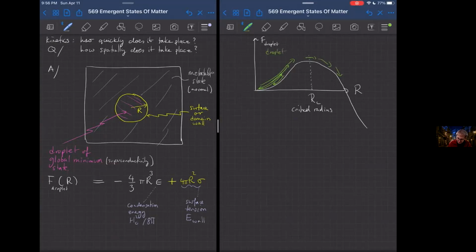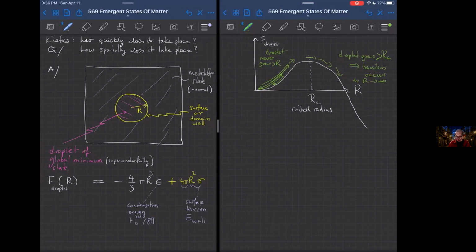never grows. And then here the droplet does grow. And that leads to the transition to take place, because the whole system becomes in the superconducting state.